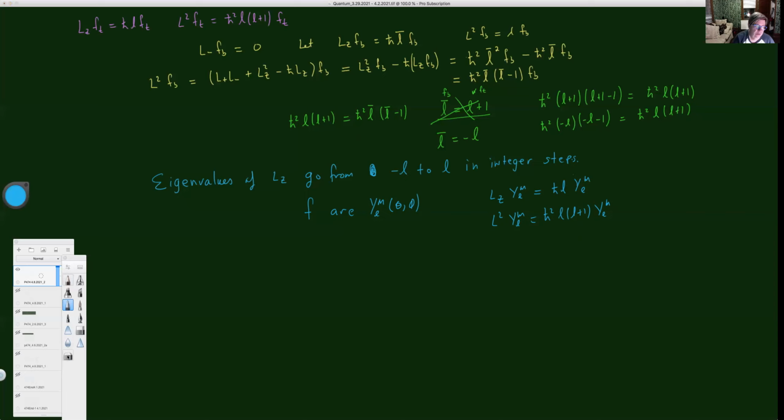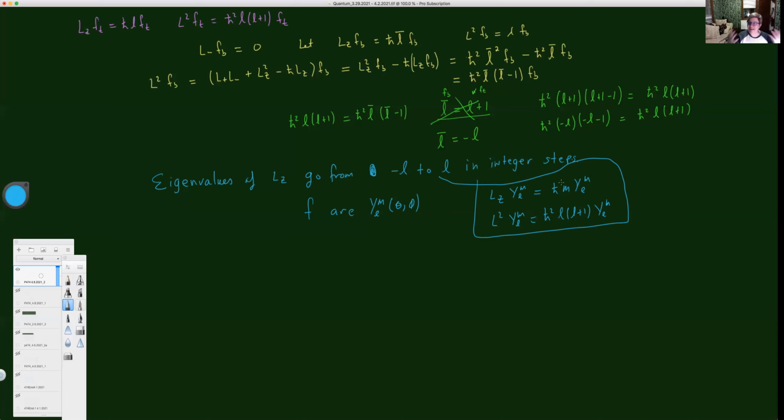So let's go back here. It was the m's that I was talking about before. I should have said m. It's h bar m that can go from minus l to l. So if you pick l to be 2, then m is minus 2, minus 1, 0, 1, 2. I think I said l before, but I really meant m. So these are the actual eigenvalue and eigenvector equations solved by the spherical harmonics, the correct eigenfunctions.